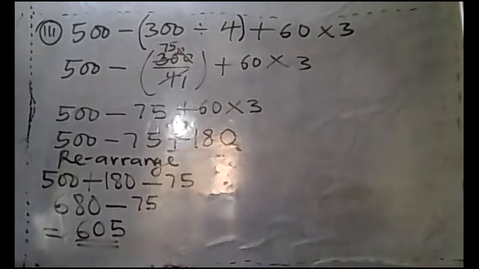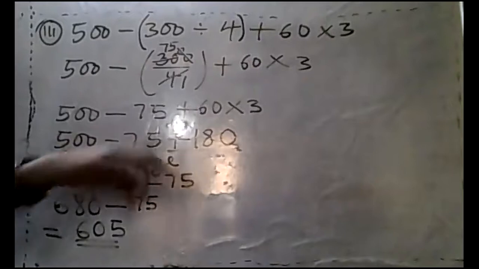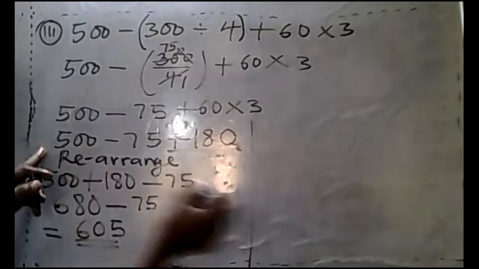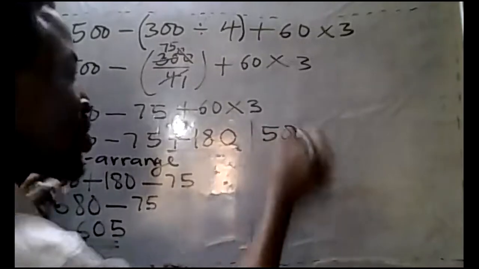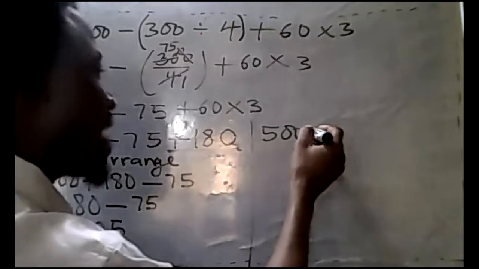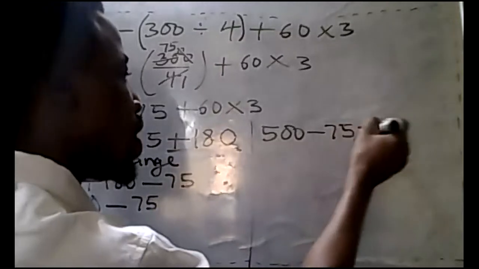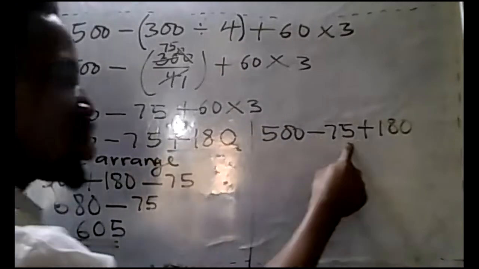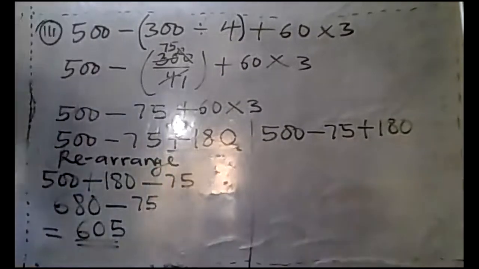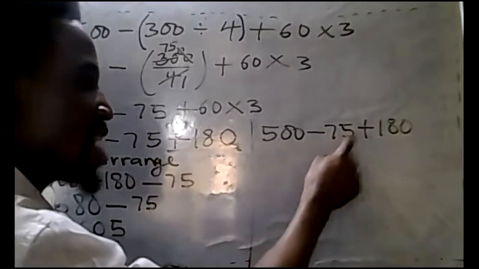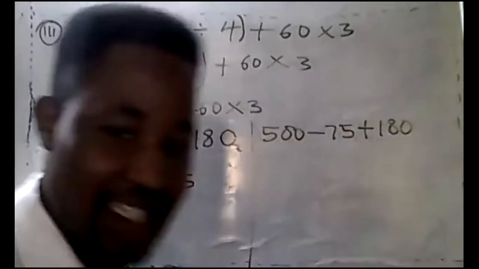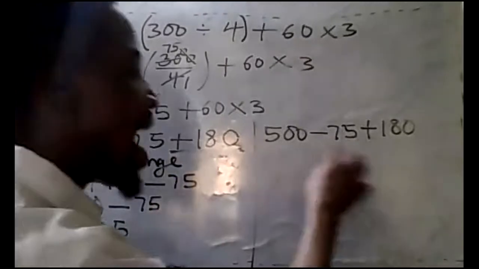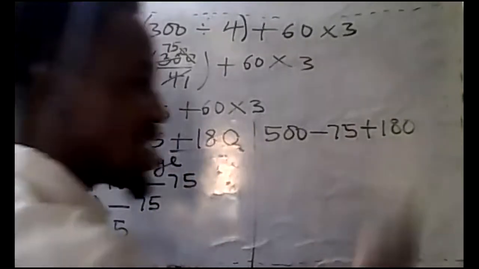680 minus 75 gives you 605. Now let's do the second example. Let's do the second method. What I was saying is, you have 500 minus 75 plus 180. Now, minus 75 plus 180. Don't make the mistake of saying 75 plus 180. You're going to get the wrong answer. What you need to do is minus 75 plus 180.